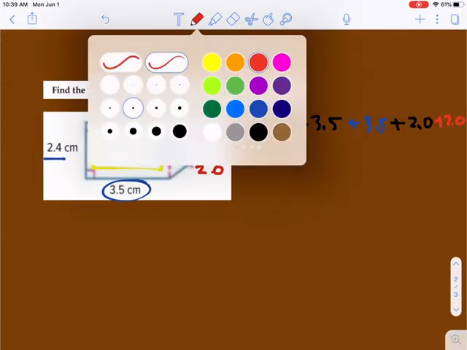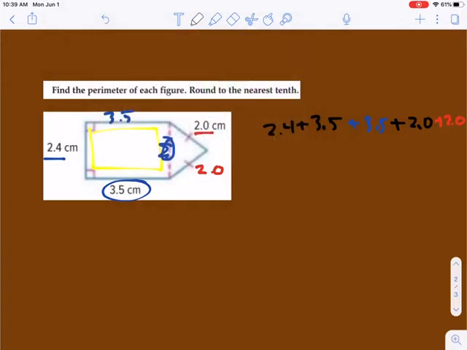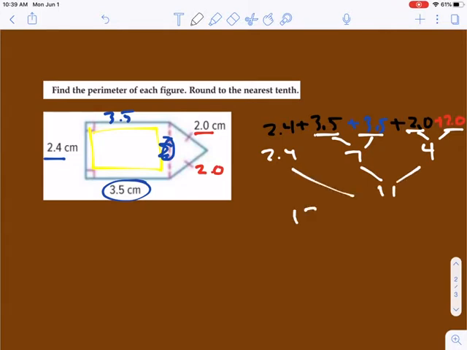And then you just add everything. That's all you do. So 2 and 2 gives me 4, and I can drop the 0.0 because I don't need it. 3.5 and 3.5 gives me 7. And then 2.4 is just 2.4. 7 and 4 give me 11, and then 11 and 2.4 give me 13.4, and then my unit would be centimeters. So we have 13.4 centimeters, and that's really all there is to these problems.